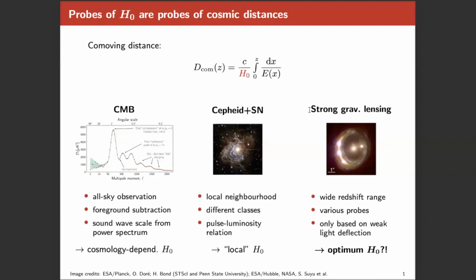Strong gravitational lensing is supposed to come to its rescue because it covers a wide range of intermediate redshifts. It can use various probes as sources and as lenses, and it's only based on the simple assumption that light bundles are deflected by masses along the line of sight. So, is strong gravitational lensing now an optimum probe to resolve the Hubble tension?